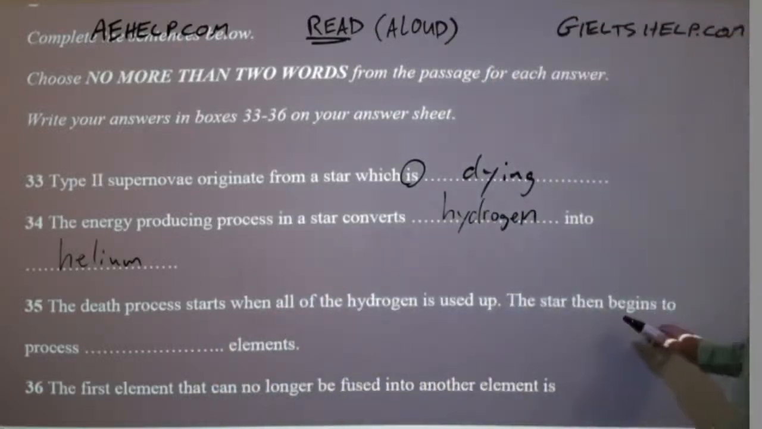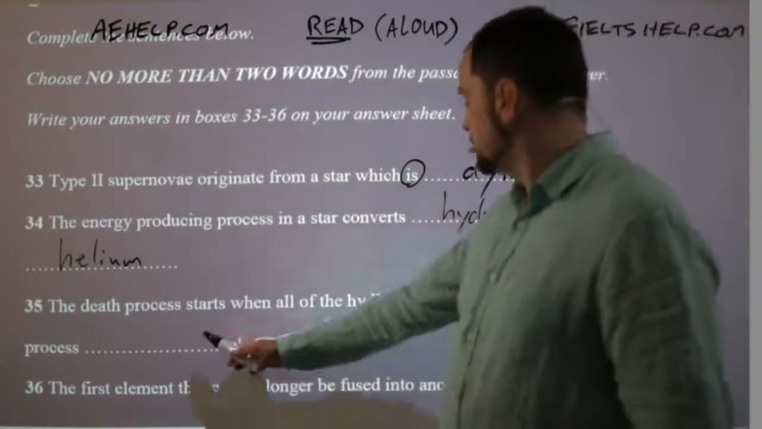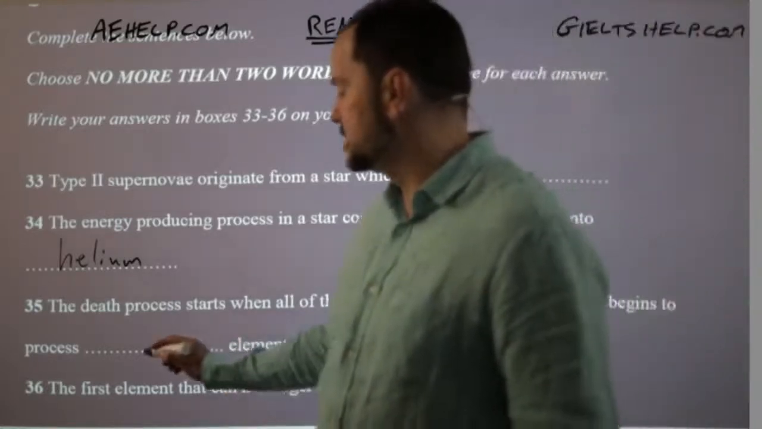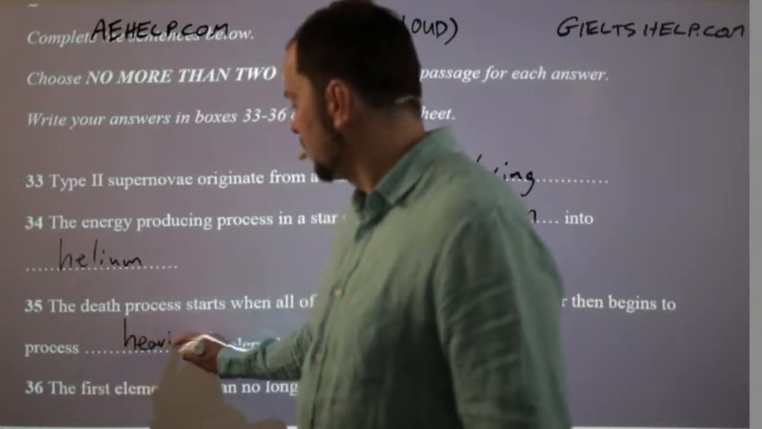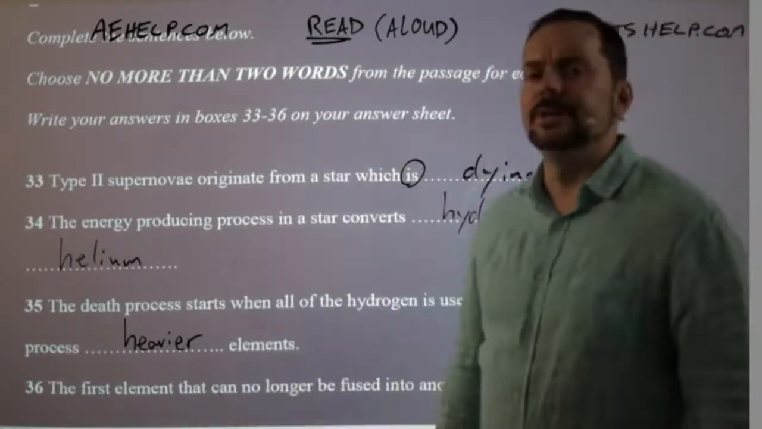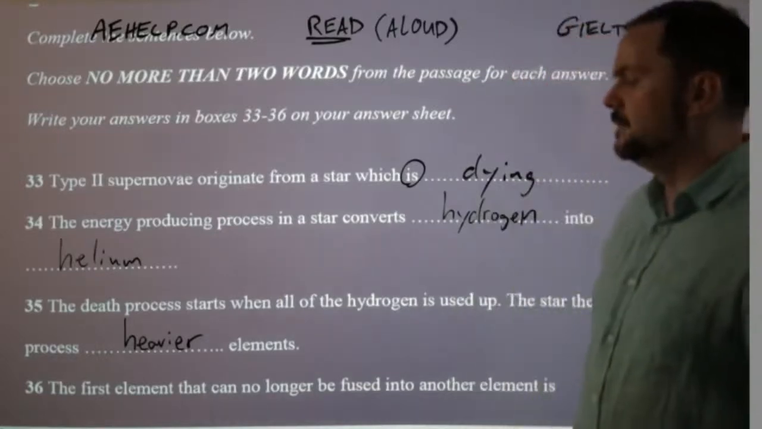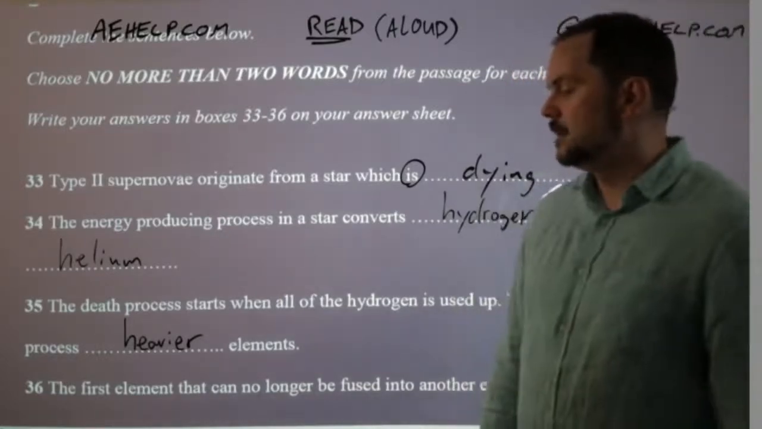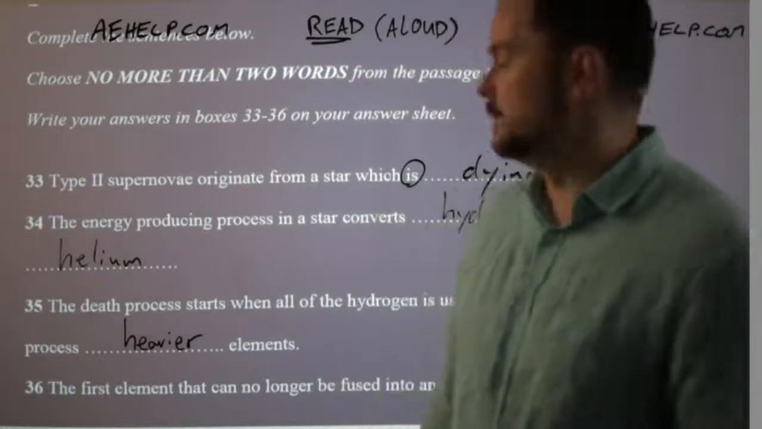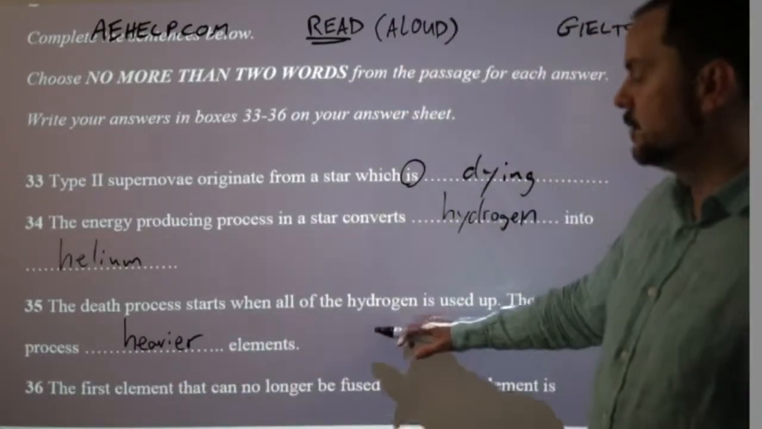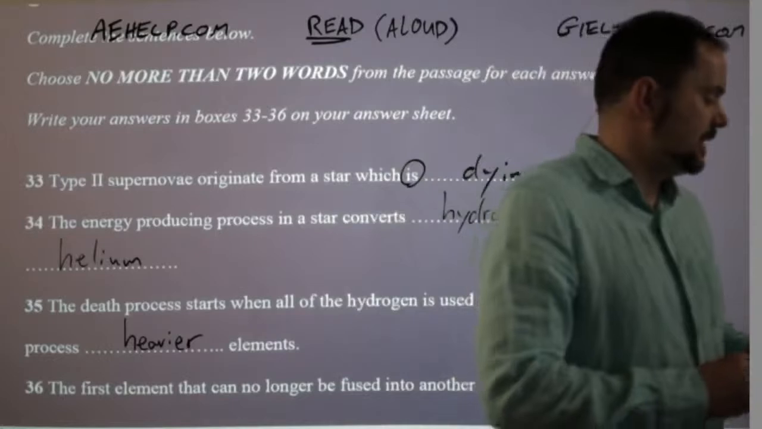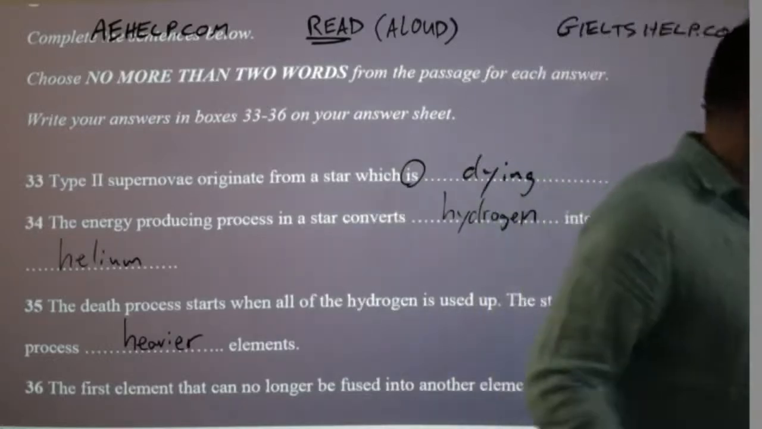All right, the death process starts when all of the hydrogen is used up. The star then begins to process what? So all of the hydrogen is gone. After the hydrogen is gone, the star begins to process the heavier elements. I remember heavier elements like carbon and neon. If you write heavy elements, you have to be careful with that. Heavy elements are usually like gold and silver, so I would write heavier as a relative. Okay, they might give you the mark for heavy elements, but I think heavier elements is more accurate.